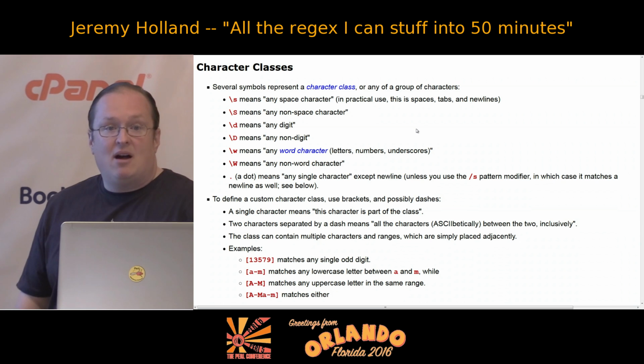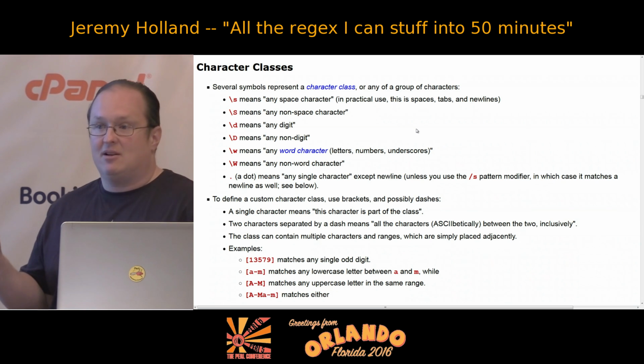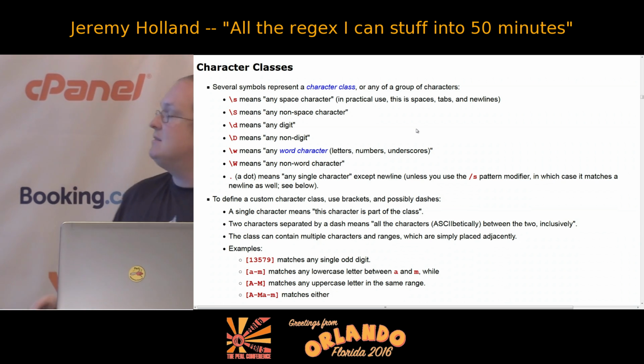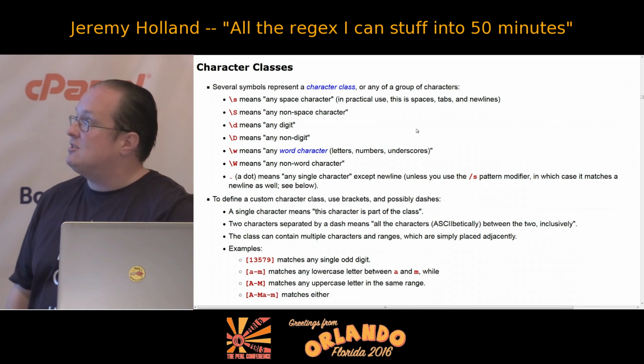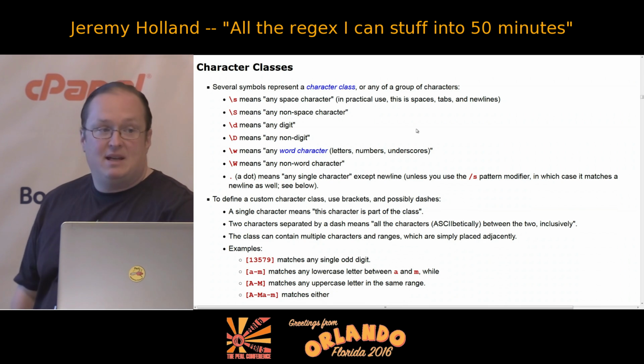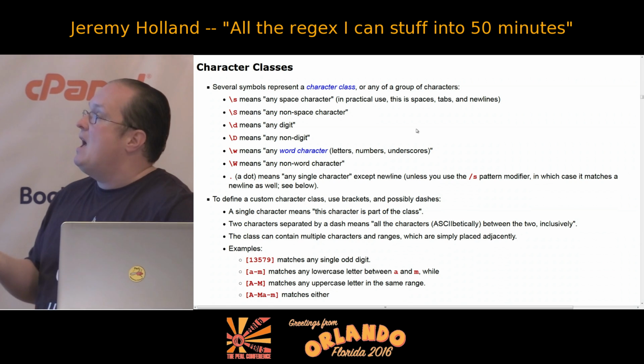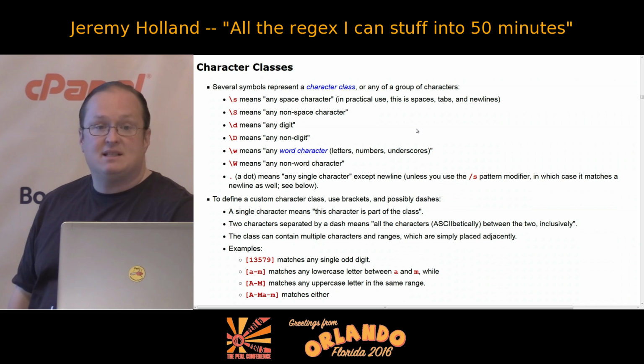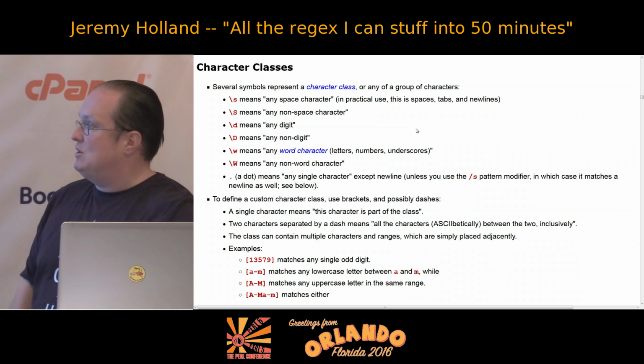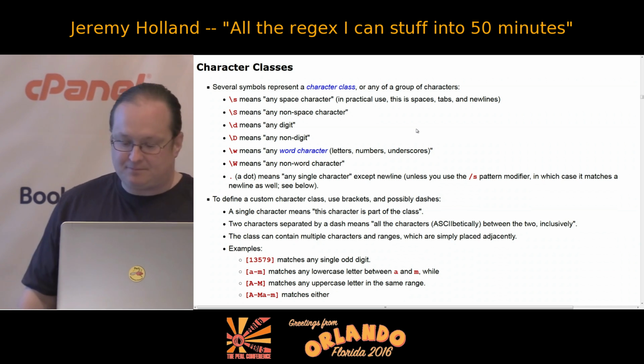Character classes allow you to say that this specific character should be one of a list. There's a number of built-in ones. Backslash s means a space character. Backslash capital S means any non-space character. And in general, the backslash capital is the opposite of the lowercase one. So backslash d is a digit, and backslash w is a word character: letters, numbers, and underscores. And a dot, a period, is any single character except newline under most circumstances.